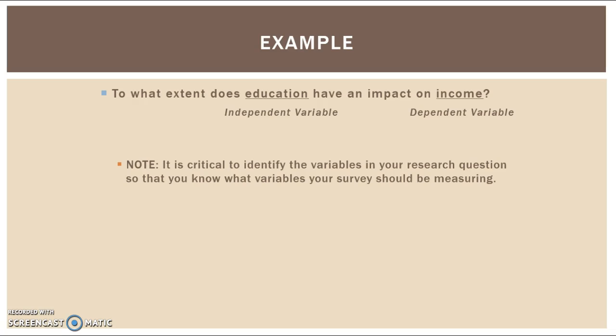So again, it's a two-step process. You have to identify the variables in your research question, and then you have to figure out what the relationship is between those variables. So which variable is influencing the other?